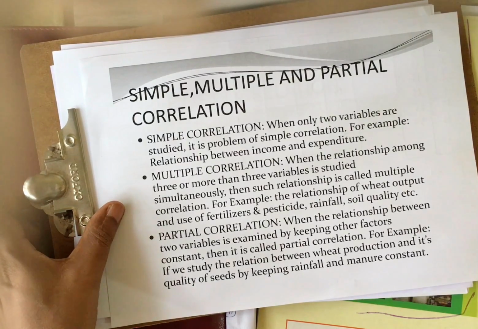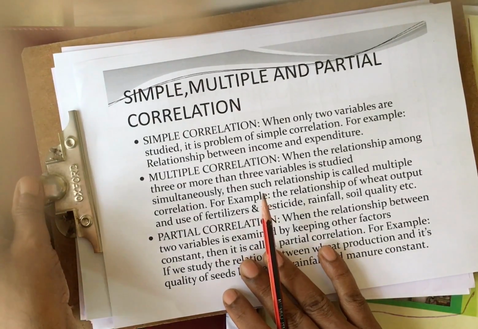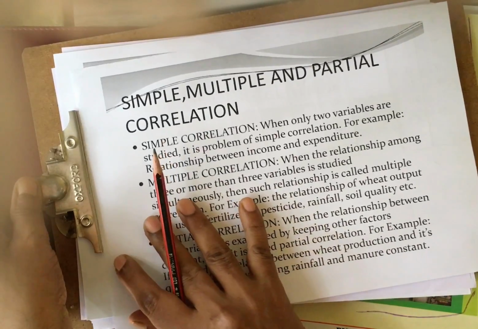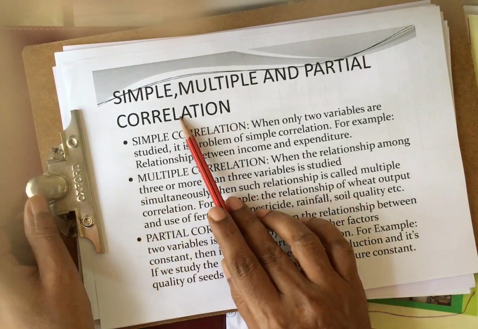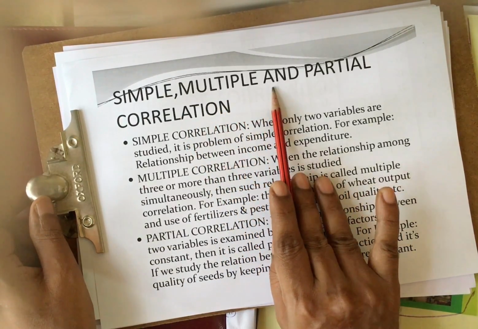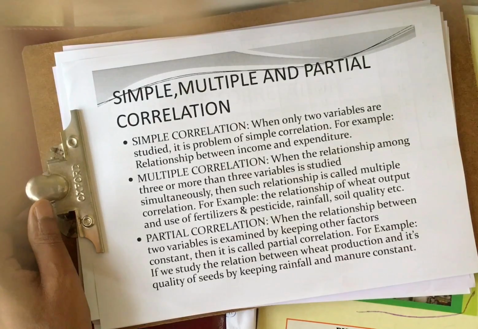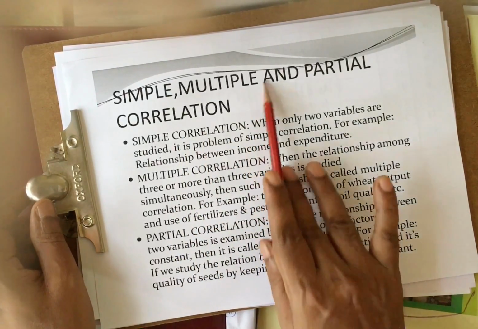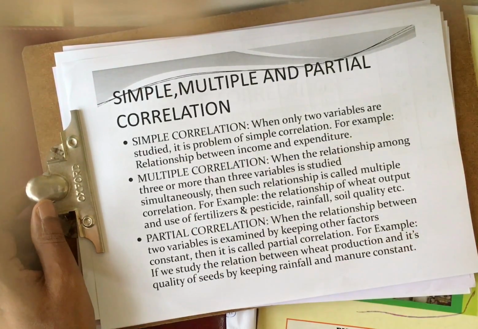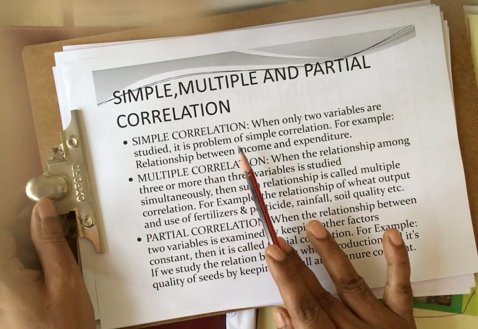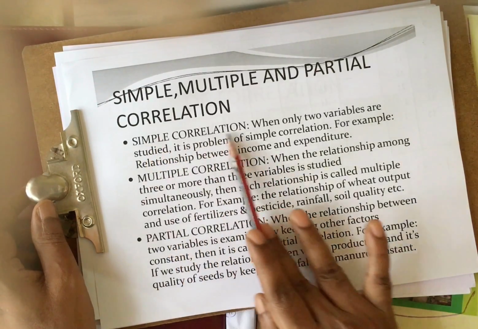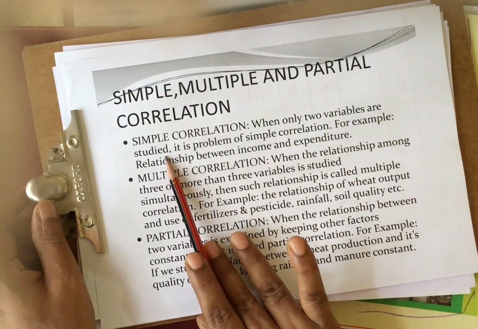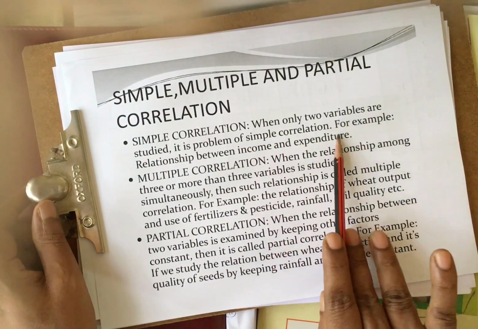Now another one: correlation can be studied like this also. One is simple correlation, multiple correlation, and partial correlation. What is a simple correlation? What is a multiple correlation? What is a partial correlation? Correlation means relation between two variables. Here only the relation between two variables is studied, then that is called simple correlation. When only two variables are studied, it is a problem of simple correlation.